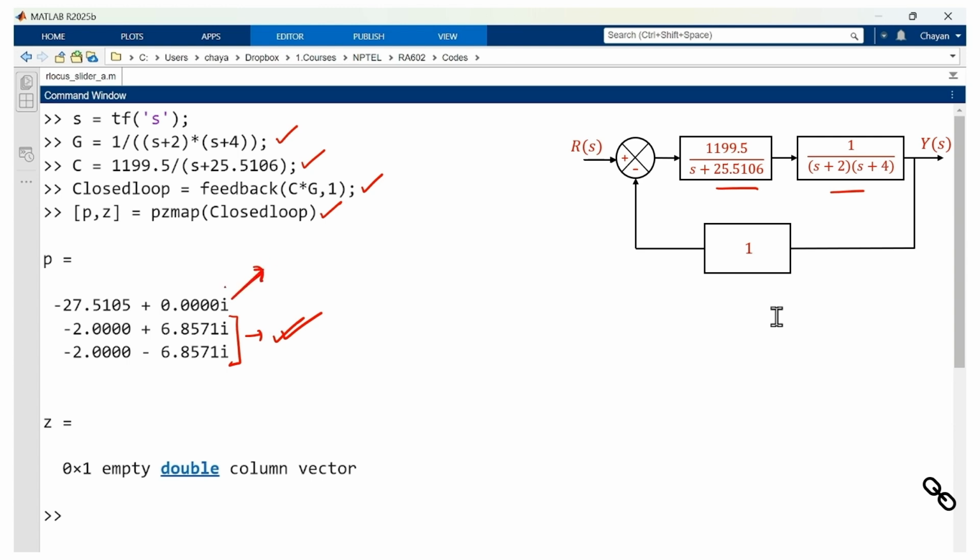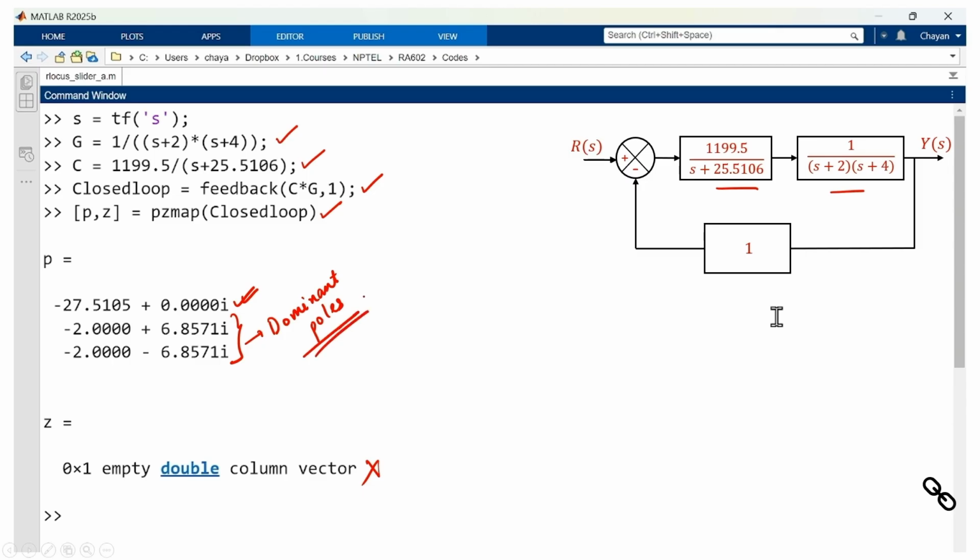Now this third pole is 10 times away from these two positions. So what does this mean? This means that there are no zeros also here. So since the third closed loop pole is 10 times away from these two poles, these will act as dominant poles here. These are your dominant poles. This is what you wanted.